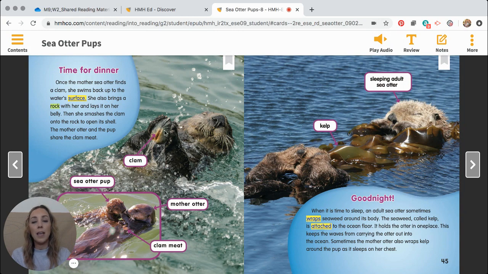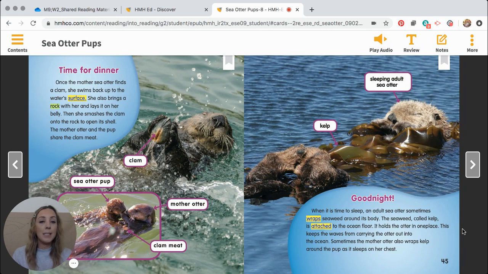We see a clam right here in the mother otter's hands. Here we see the mother otter and her sea otter pup sharing food. The mother otter, here's the clam meat, here's the mother otter, and here's her pup. Let's keep reading. Good night.